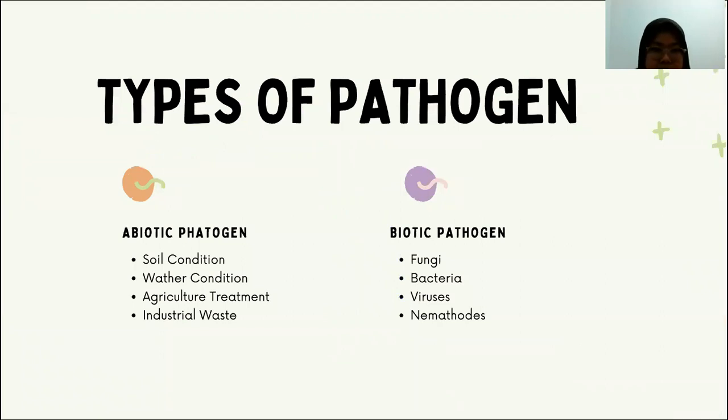Types of pathogen. There are two types of pathogen. Abiotic pathogen caused by soil condition, weather condition, agricultural treatment, and industrial waste. Biotic pathogen caused by fungi, bacteria, virus, and nematode.